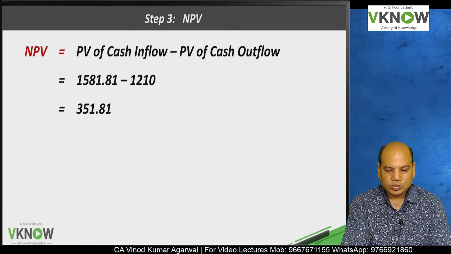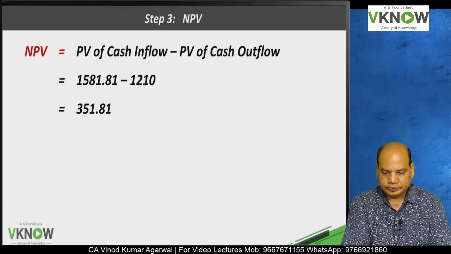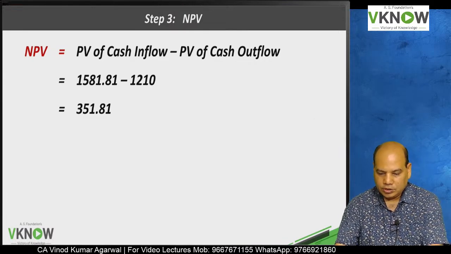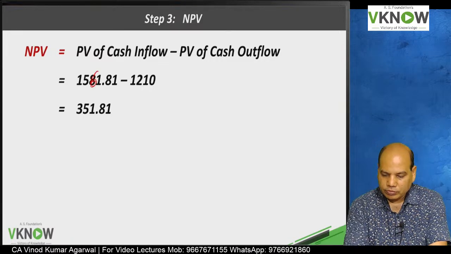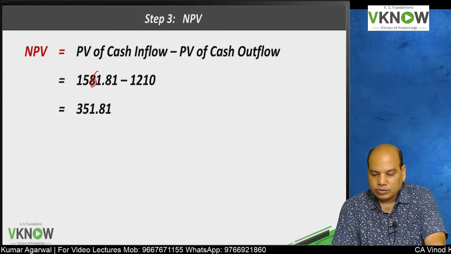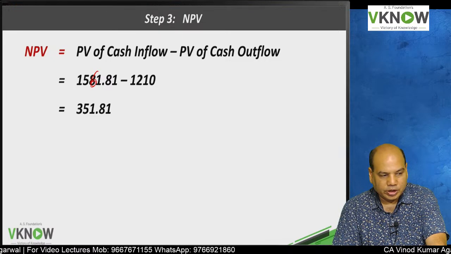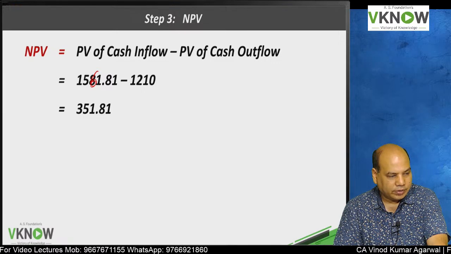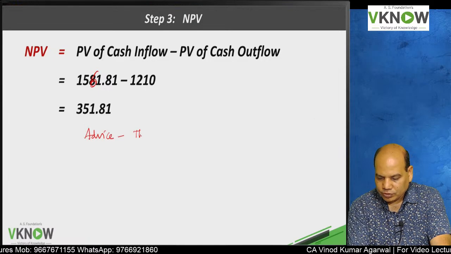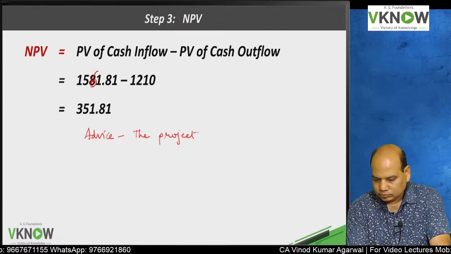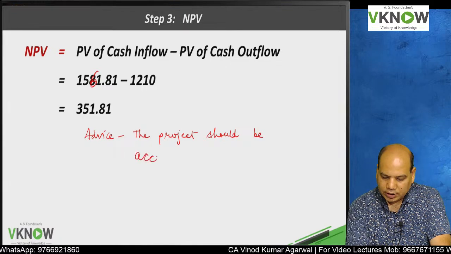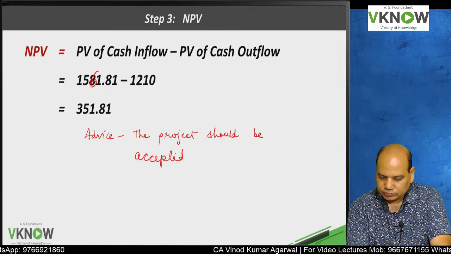Then we'll go to step number 3, NPV. NPV is equal to PV of cash inflow minus PV of cash outflow. PV of cash inflow is 1561.81. 1561.81 minus 1210 is equal to 351.81. What is the advice you will write? The project should be accepted. If you are asked for a specific method, you can follow that method, because NPV is positive.